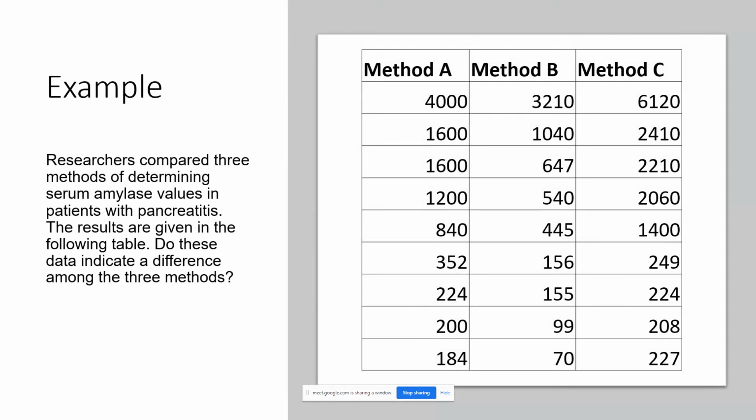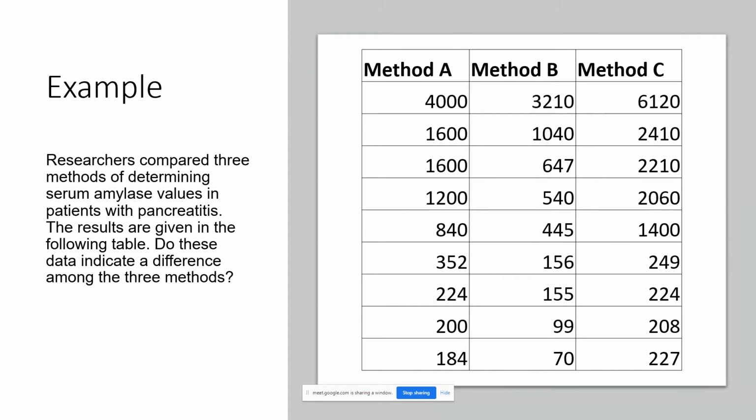so let's have an example. Researchers compared three methods of determining serum amylase values in patients with pancreatitis. The results are given in the following table, as shown on the right. Does this data indicate a difference among the three methods?